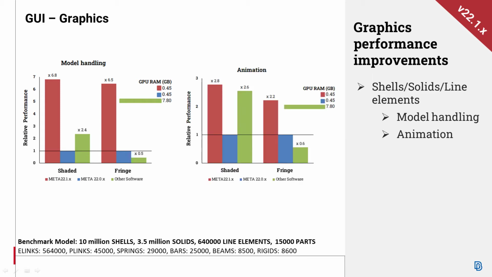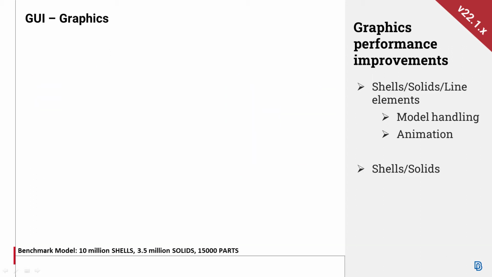Regarding animation, version 22.1 is up to 2.8 times faster when the model is shaded, and up to 2.2 times faster when fringe is enabled. It is important to note that the GPU memory usage in Meta is very low compared to other competitive software. Furthermore, there are additional graphics performance improvements for models containing shell and solid elements only.